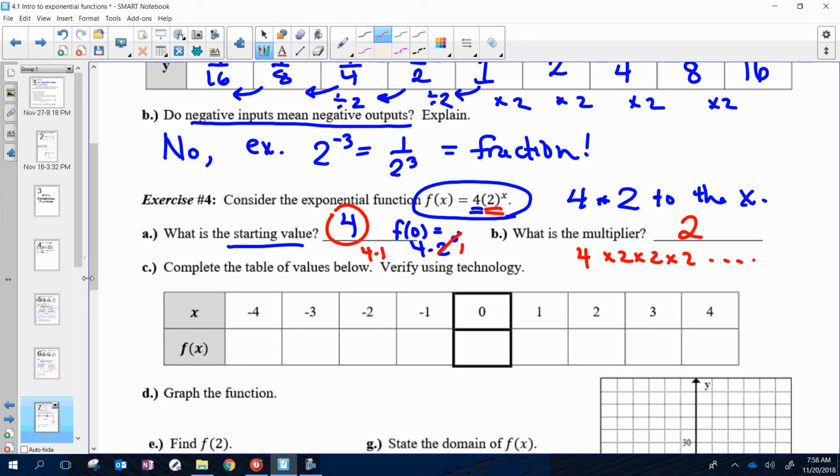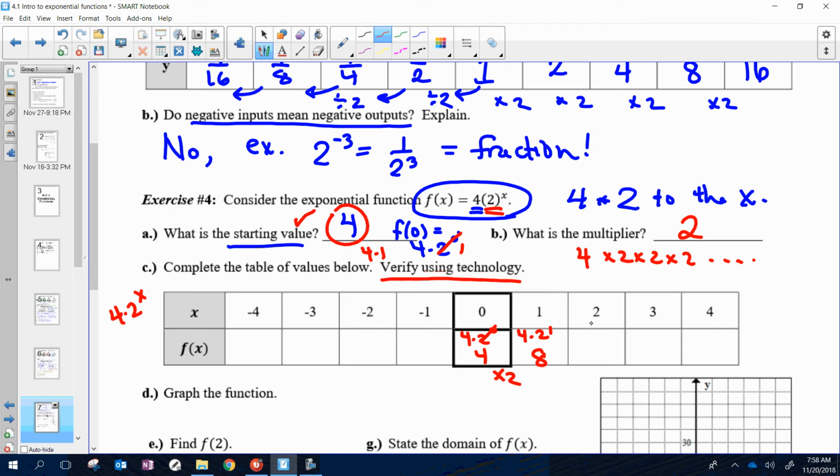So here we go. Let's take a look at this. It says verify using technology. We're doing 4 times 2 to the x. So 2 to the 0, 4 times 2 to the 0, that's 4 times 1. It'll give me a 4. That's my starting value. If I put a 1 in, 4 times 2 to the 1, 4 times 2 is 8.